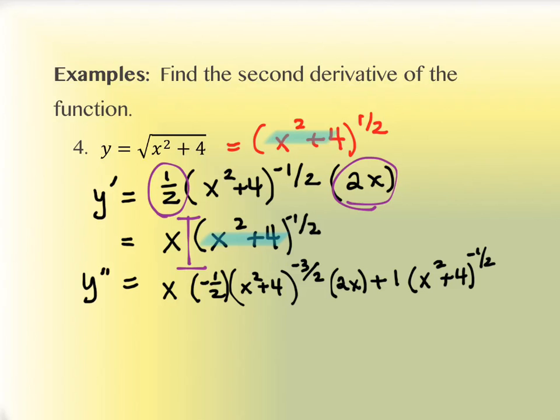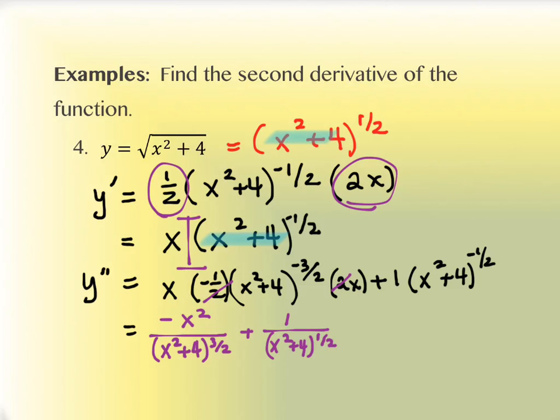So when I do that, I'm going to get negative, obviously. This 2 actually does reduce, right? I've got a 1/2 and I've got a 2. So I'm going to get negative x squared. Because my exponent's negative, I'm going to go ahead and put it in the denominator. So this is x squared plus 4 to the 3/2. Plus, the other piece is just 1 over the x squared plus 4, but that x squared plus 4 is raised to the 1/2.